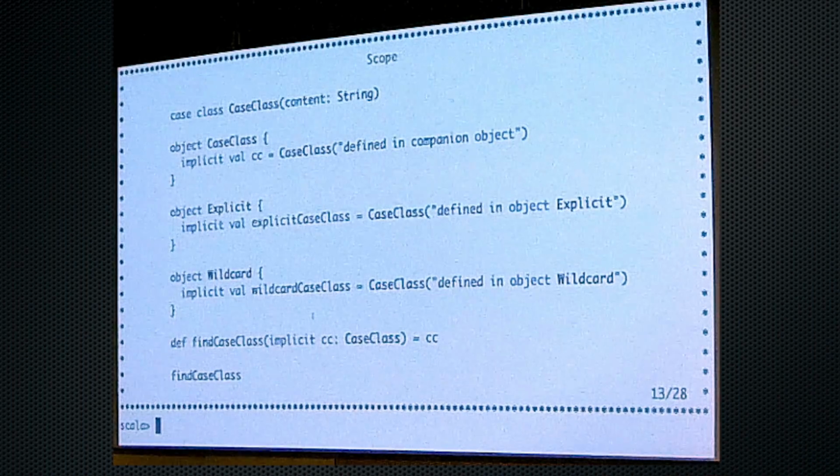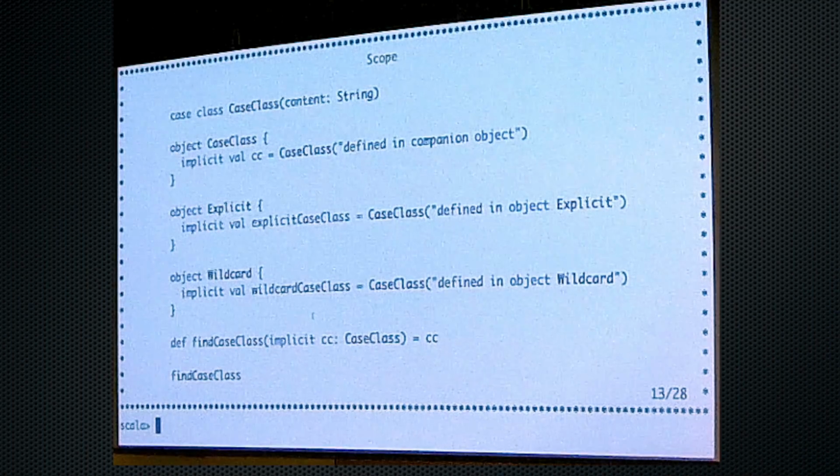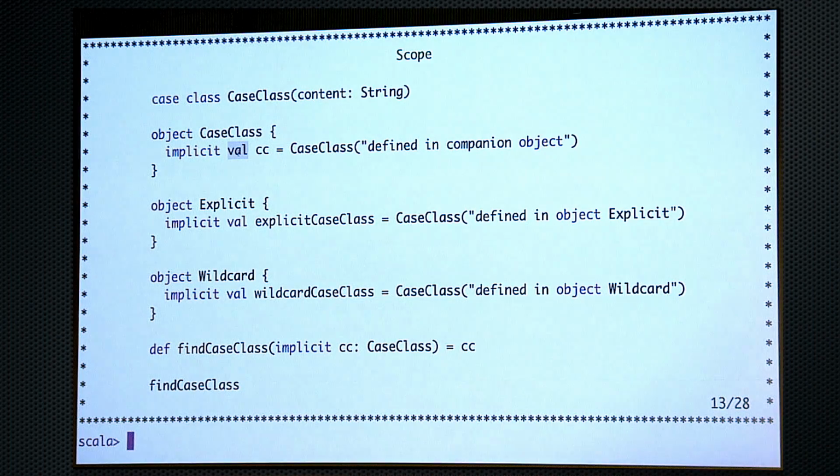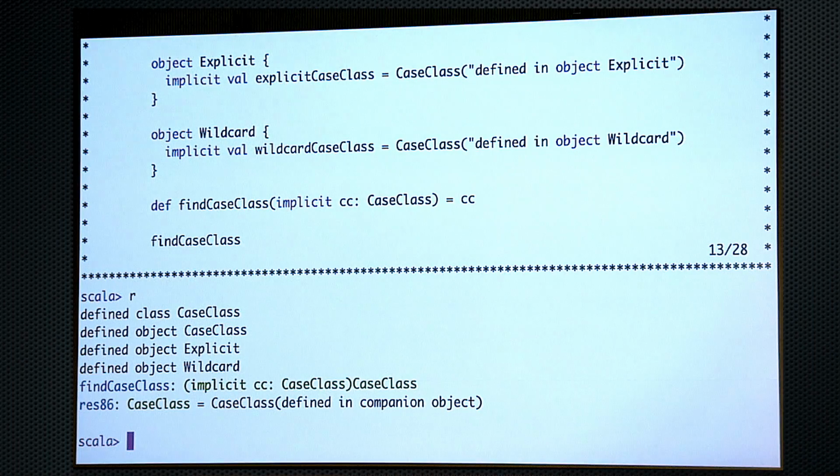So what do you guys think that this will result in? If you think it will print the part defined in the companion object, then raise your right hand. If you think it's part of the explicit, raise your left hand. And for the wildcard, just raise both hands. So what do you guys think? I see mostly left hand, one right. Let's see what's happening. It is the one defined in the companion object.